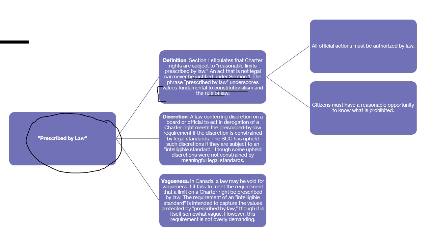A law conferring discretion on a board or official to act in derogation of a charter right meets the prescribed by law requirement if that discretion is constrained by a legal standard. Again, anything that is considered an intelligible standard is prescribed by law. In Canada, a law may be void for vagueness if it fails to meet the requirement that a limit on a charter right is prescribed by law. The requirement of an intelligible standard is intended to capture the values protected by prescribed by law, though it is itself somewhat vague. However, this requirement is not overly demanding.